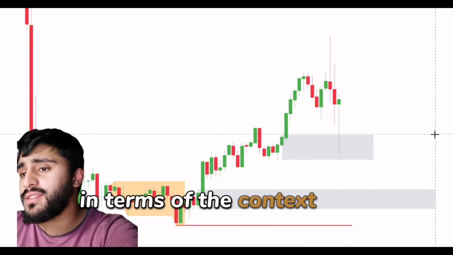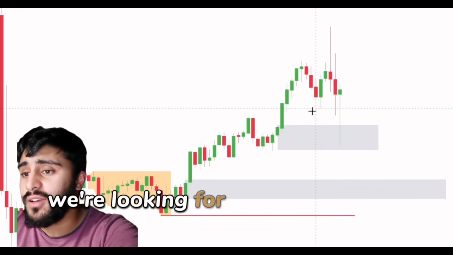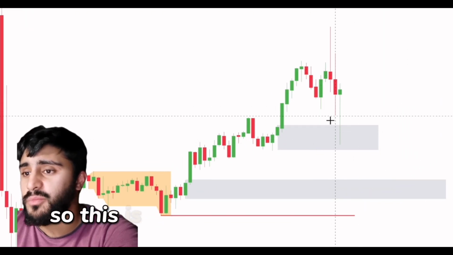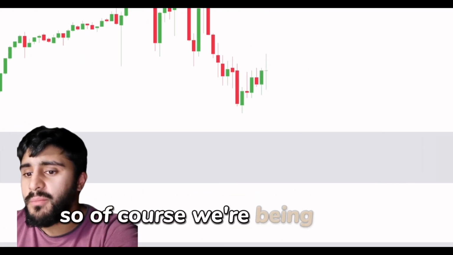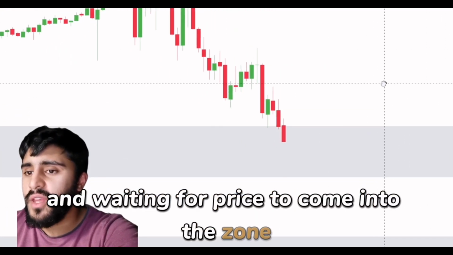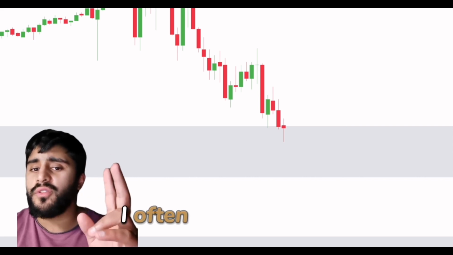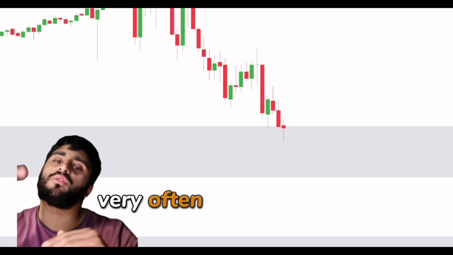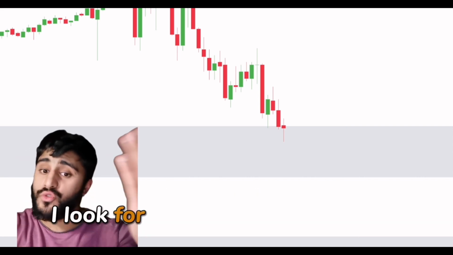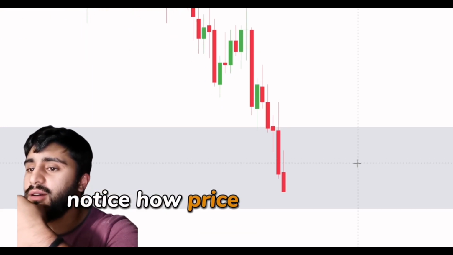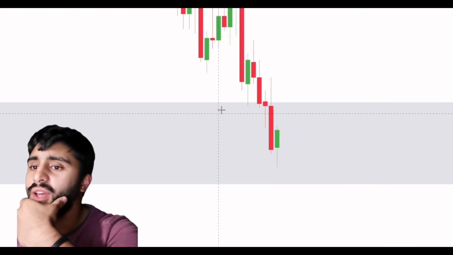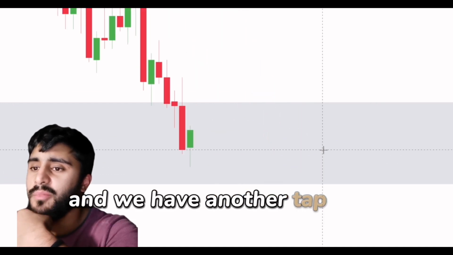In terms of the context, now location, we're looking for buys at a bullish fair value gap. So this is the bullish fair value gap, and this is essentially the trade I took. So of course, we're being patient and waiting for price to come into the zone. So as price comes into the zone, very often I'll look for two mitigations into the zone. I'll look for two drives into the zone. And how that works is like this, right? So notice how price comes pretty aggressive into the zone. We have one tap over here and we have another tap over here.